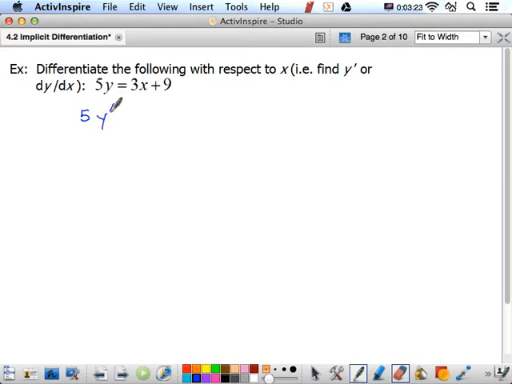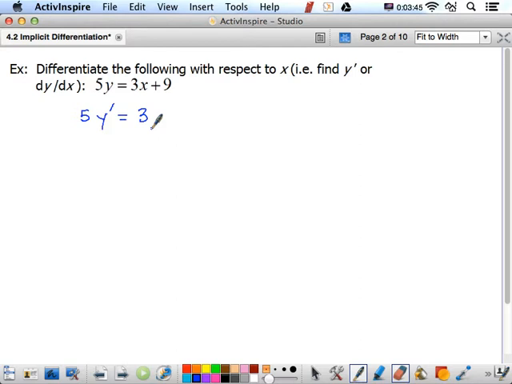We say that's a y prime. So you take the derivative of a y the same way you would an x. But every time you take the derivative of a y, you have to put a y prime with it to indicate that it's a dy dx. Equals, what's the derivative of 3x? And technically that's 3 dx dx. But that cancels, so we don't have to show that.